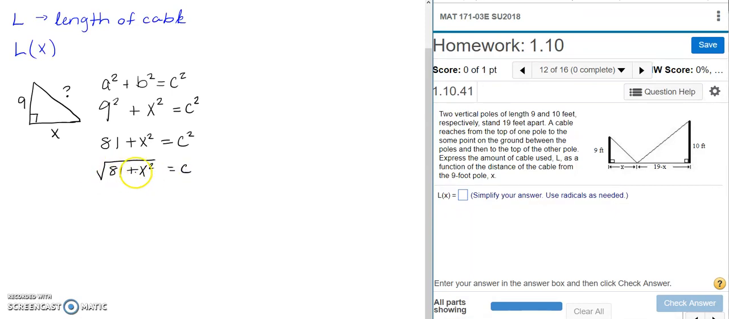Now one thing you got to be careful, you cannot turn this into 9 plus x. Square roots don't split over addition. You can't just square root the 81 and square root the x squared. It doesn't work that way. This is actually as simplified as we can get it. Since we don't know what x is, this is basically where we are. So that's for the smaller triangle. Then we're going to do it again for the other triangle. This will be a little more involved.